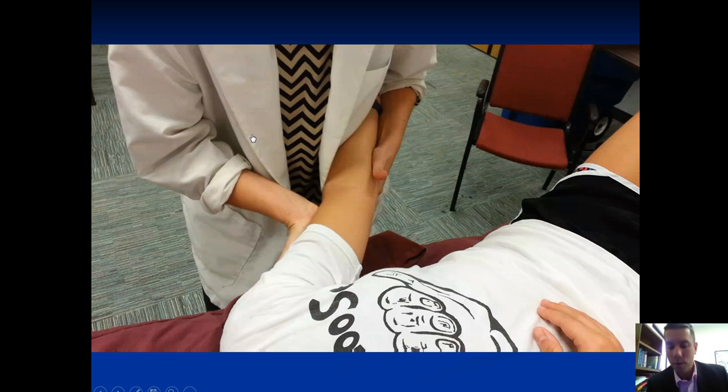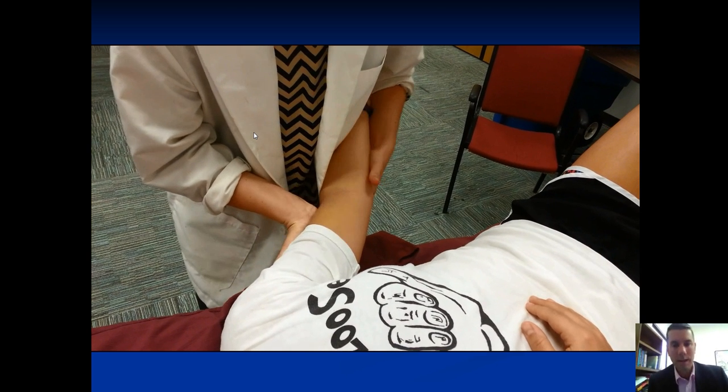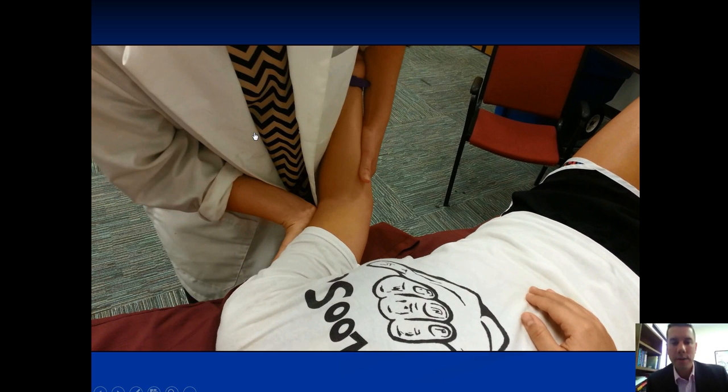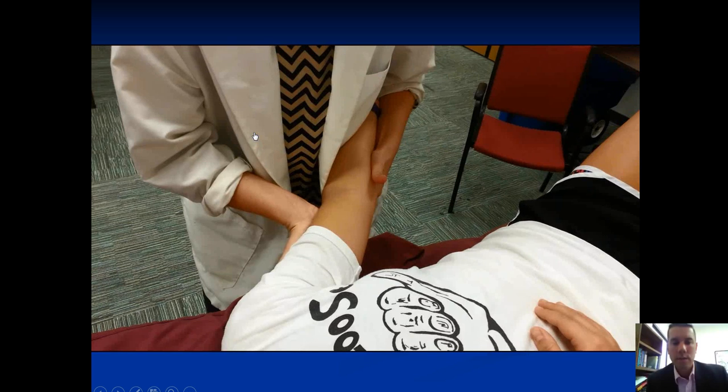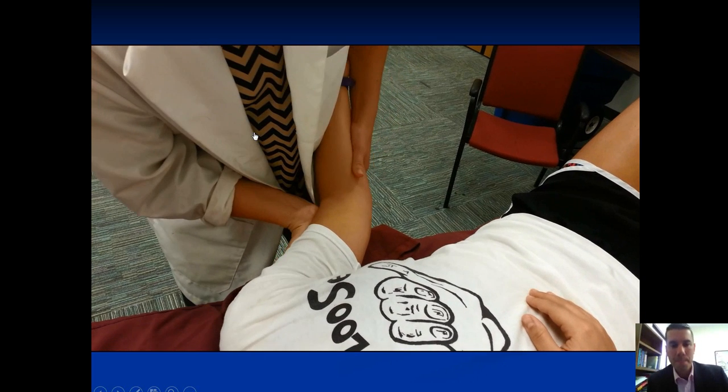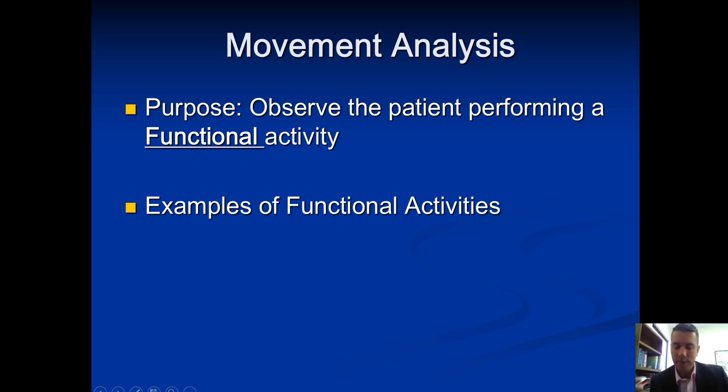Here's an example of an elbow. Valgus stress. We put a valgus stress through the elbow to try to test the medial collateral ligament. So we test the medial collateral ligament of the elbow by putting a valgus stress through it. That's a special test. That's a valgus stress test of the elbow. Use it to pick up a sprain of that ligament.